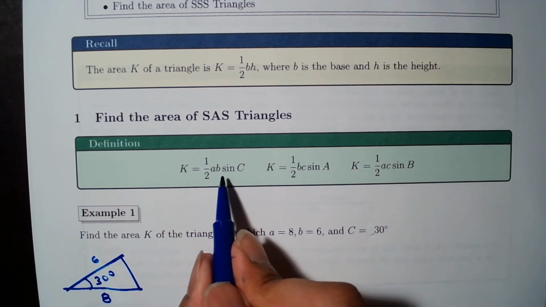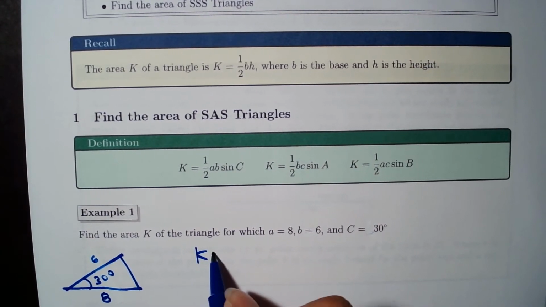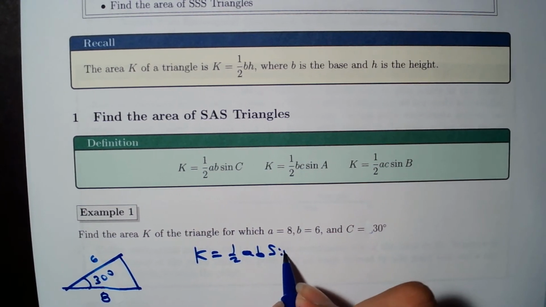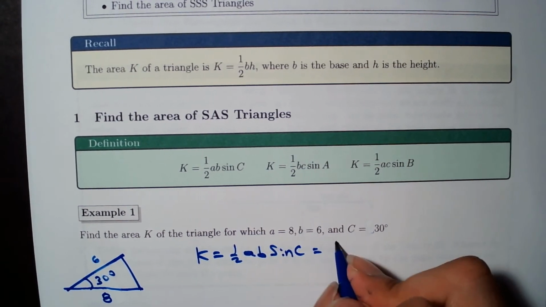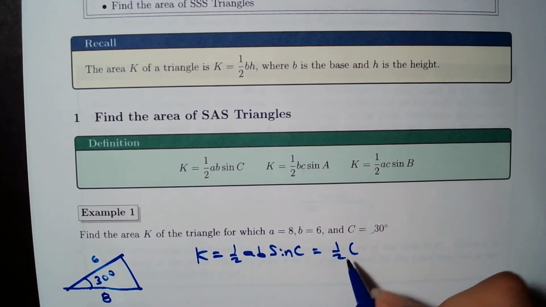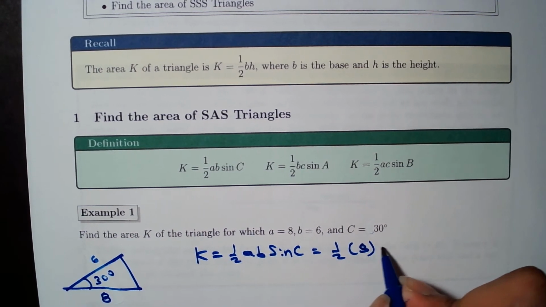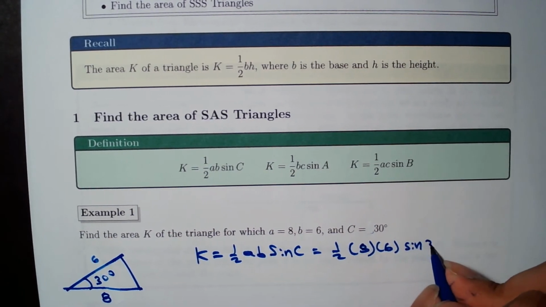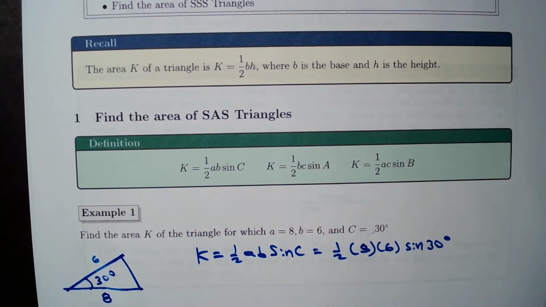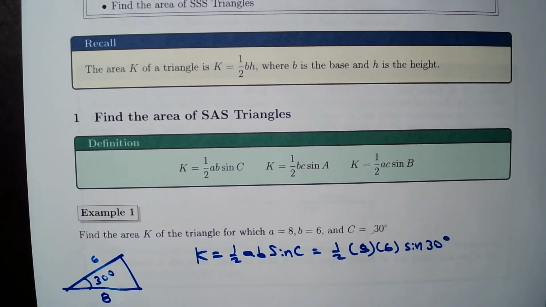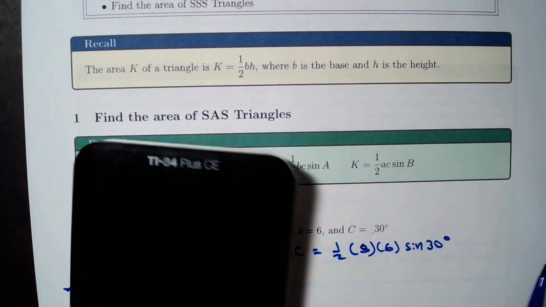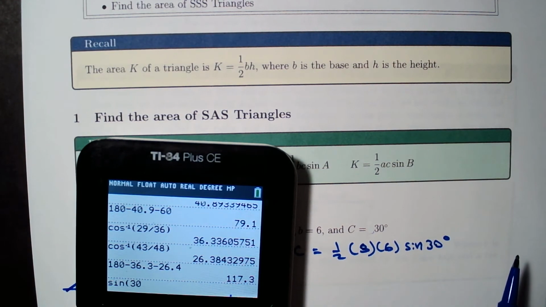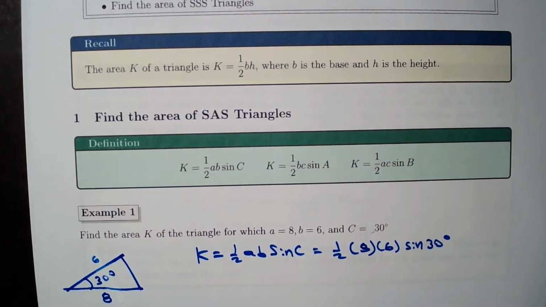So we're going to use this formula: K equals 1/2 ab sine of C, which in this case is 1/2 times a, which is 8, times b, which is 6, times sine of C, which is 30 degrees. Well, what's sine of 30 degrees? Sine of 30 is 0.5, or 1/2.